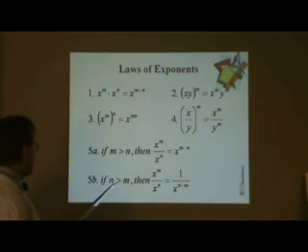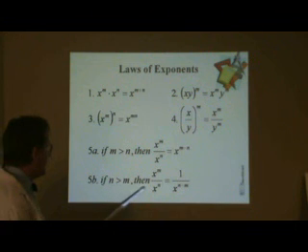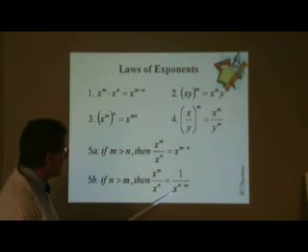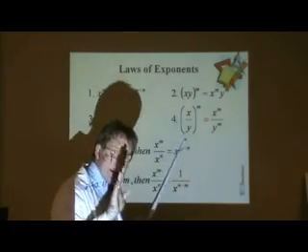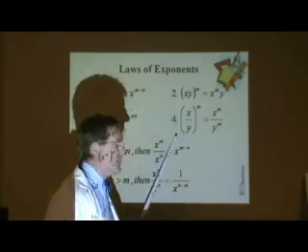Now, if n is greater than m, then we leave the result on the bottom of the fraction and we subtract m from n. So we put a 1 on the top and we take the m away from the n, we get x^(n-m) on the bottom. I know I'm going a little fast. I know this might be a little bit confusing right now. I'm going to dig in more. Hang in with me.